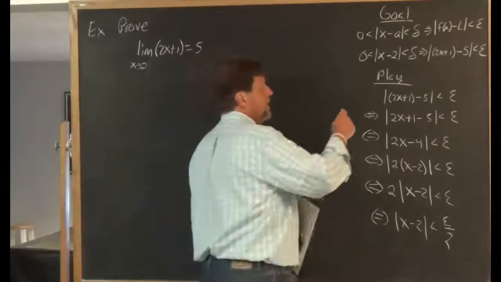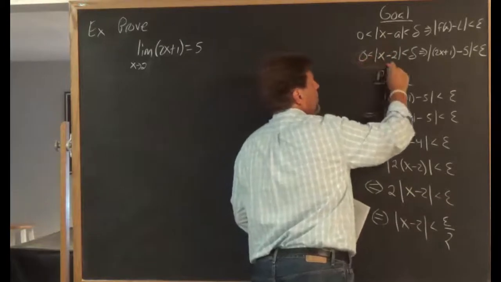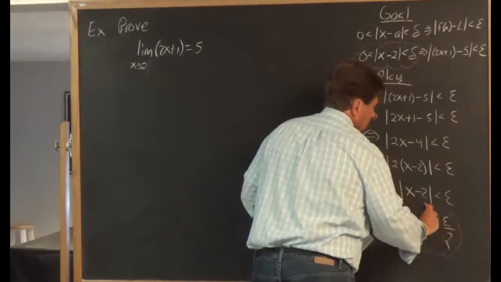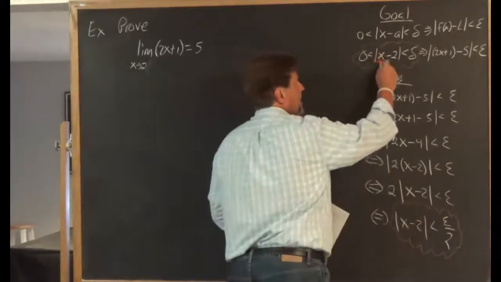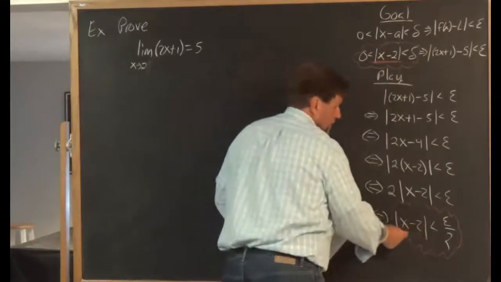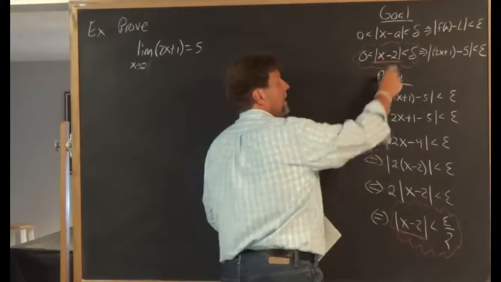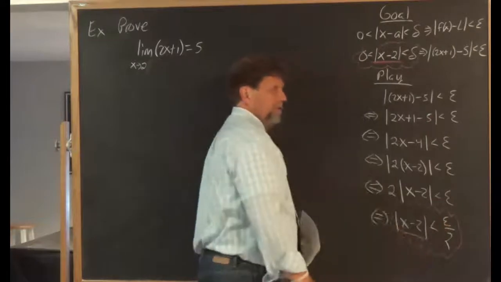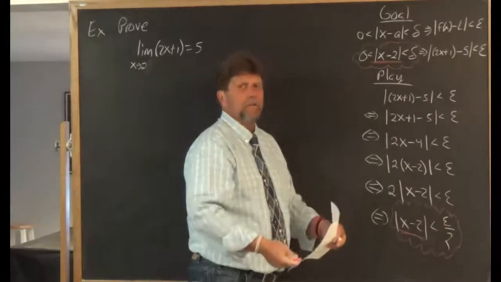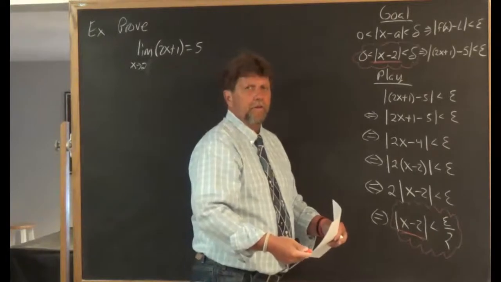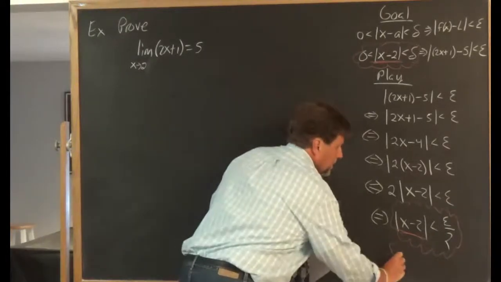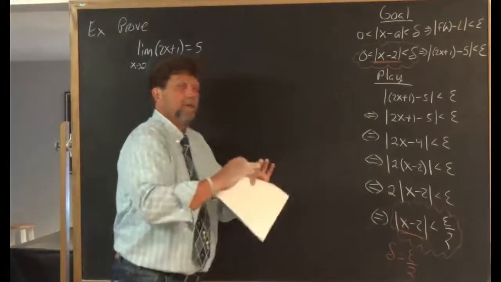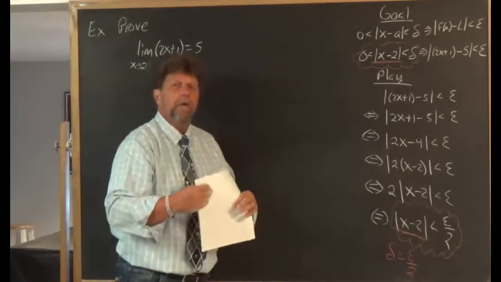Just make a comparison. Look at our goal and look at where we're at in our playing around. Absolute value of x minus 2, absolute value of x minus 2, less than delta, epsilon over 2. Doesn't it look like delta is equal to epsilon over 2? That's the key. Delta is equal to epsilon over 2. We're done with the goal. We're done with the playing around. Now we write the proof.